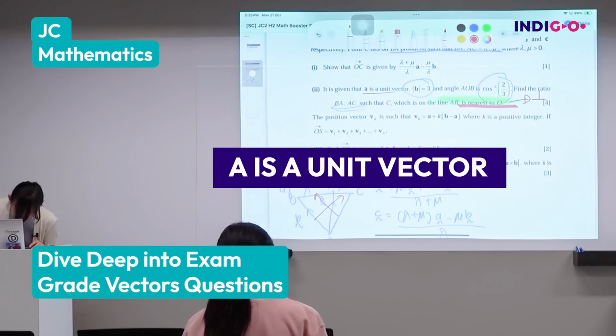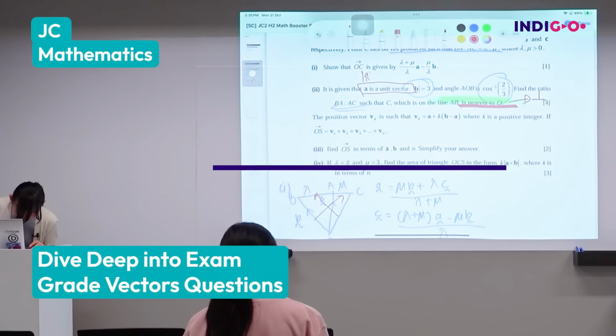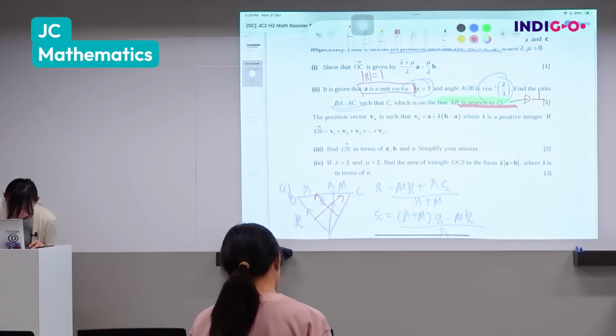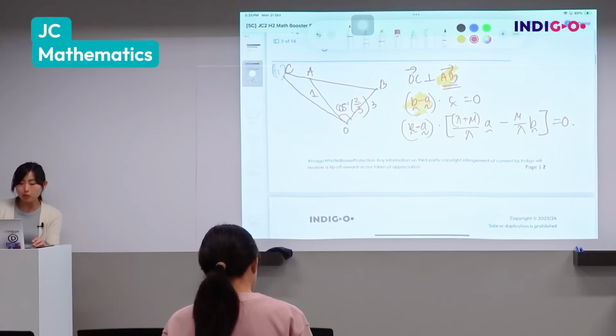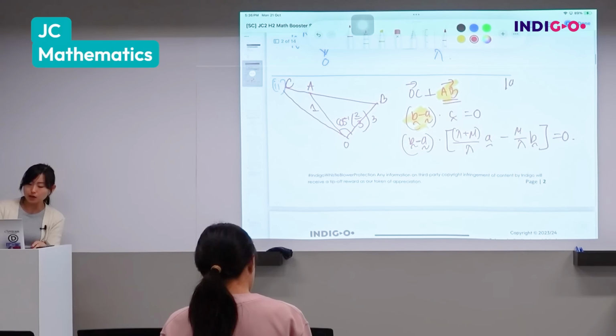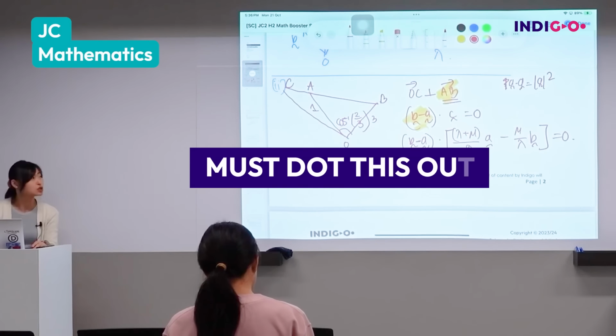They say A is a unit vector, means mod of A equals to 1. And you know mod of B equals to 3. That means when you do the dot product, right? If they give you a mod and there's a dot product, means you need to squeeze out this A dot A equals mod A whole thing square. You must dot this out.